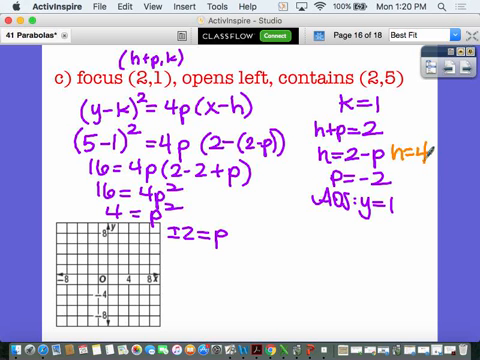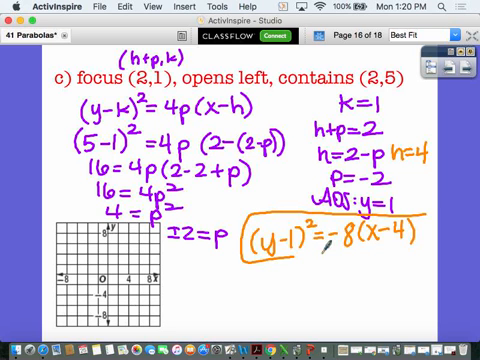It is a long process, but that's why I build you up to that. Okay? So now my equation is going to be y minus 1 squared equals, if p is negative 2, negative 8 times x minus 4. That is my equation.